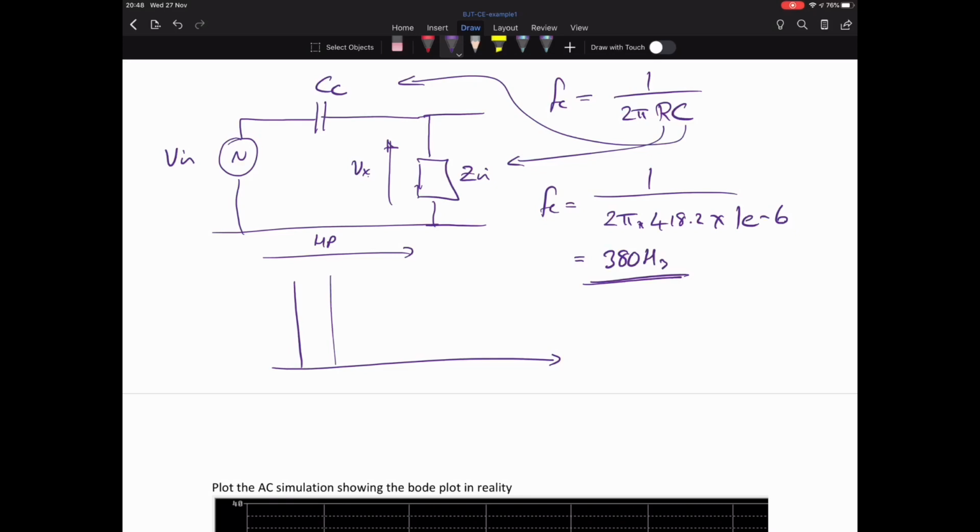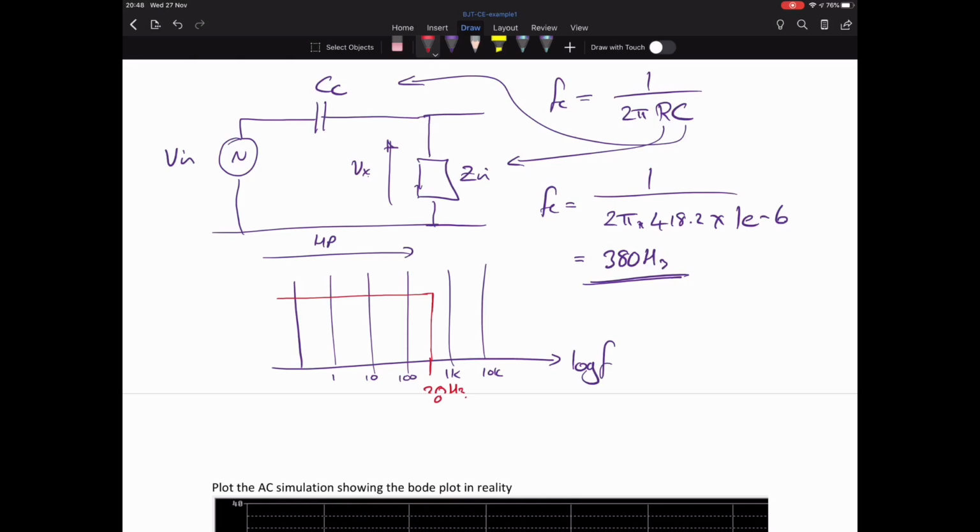So here's a quick sketch of what I'm expecting in log frequency terms. This is the log frequency axis. Let's just put some labels on here: 1, 10, 100, 1,000, 10,000. 380 hertz is about 4, and that's roughly in the middle of a decade, maybe a little bit over to one side. So I'm estimating this line here is where we are at for 380 hertz. And I think that's just gone off the bottom of the page in this diagram.